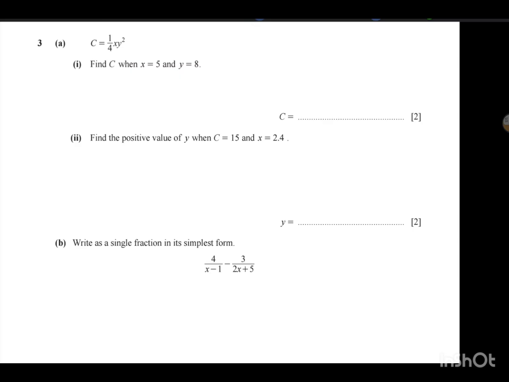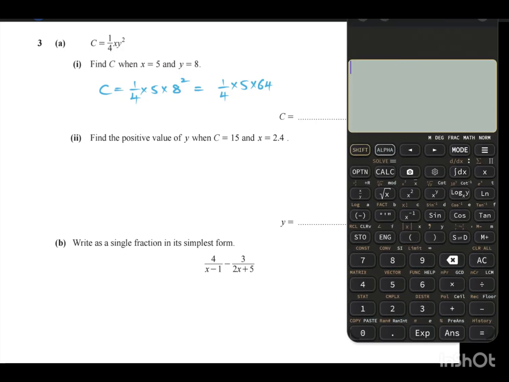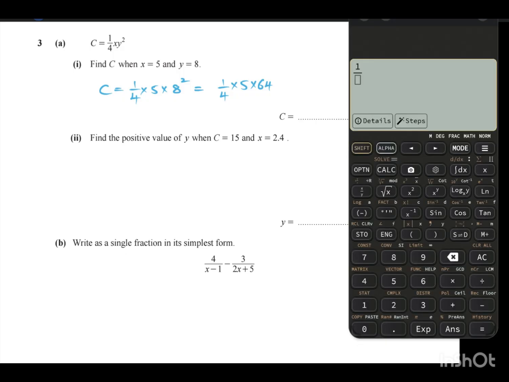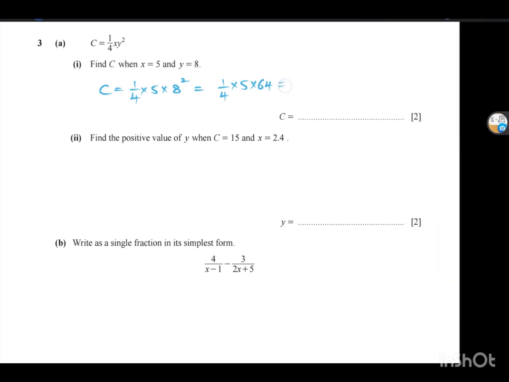Question number 3A. C is equal to 1/4 of xy squared. Find C when x is equal to 5 and y is equal to 8. It's a straight question. You need to substitute the values of x and y. So C is equal to 1/4 times x, which is 5, times y, which is 8, squared. So 1/4 times 5 times 64. Just do that. 1/4 times 5 times 64 is 80. That is equal to 80.